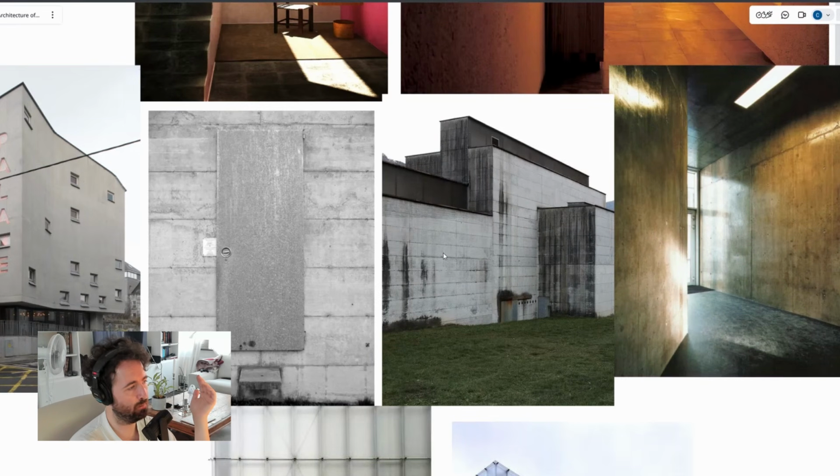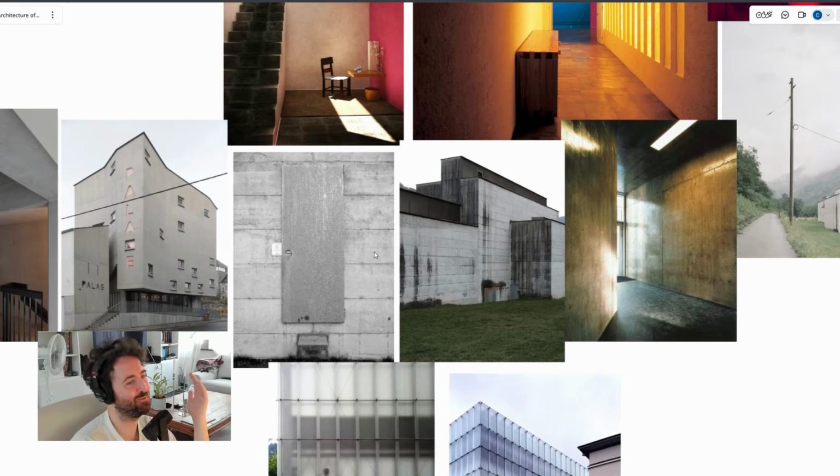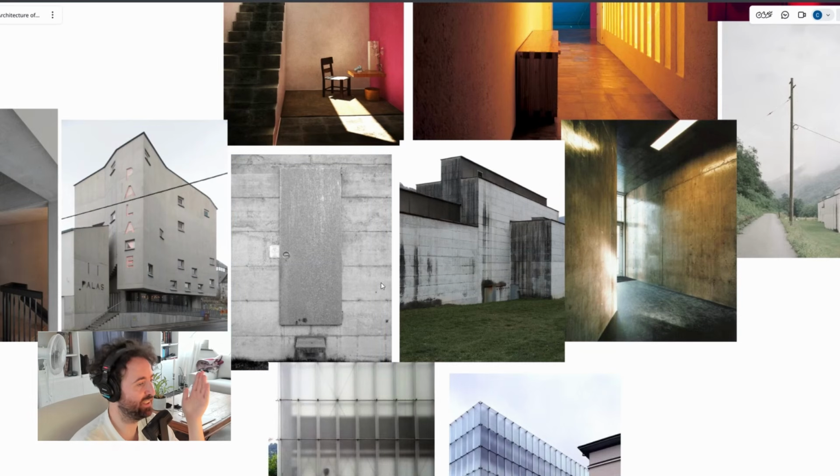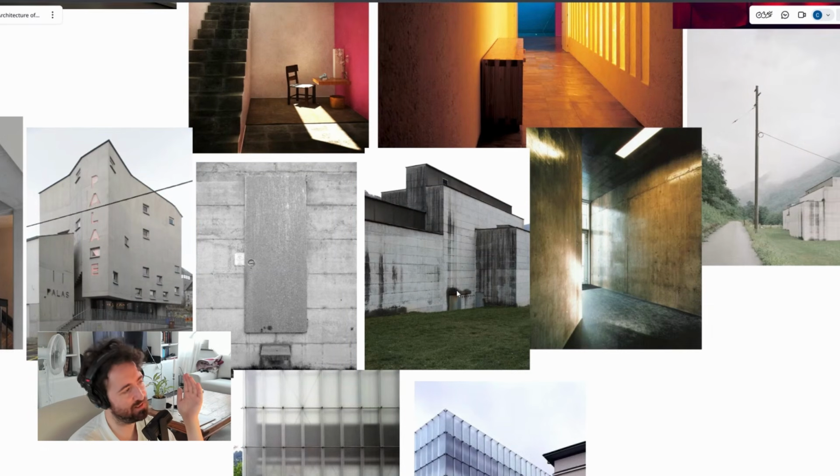Now, I know there might be some architects in the comments who are like, what am I talking about? This is wild. But this is just my reading of it. I think this is incredible, and I think this is what makes this architecture really, really great.